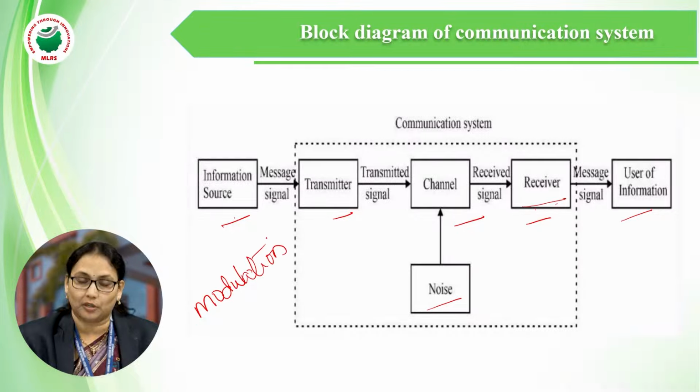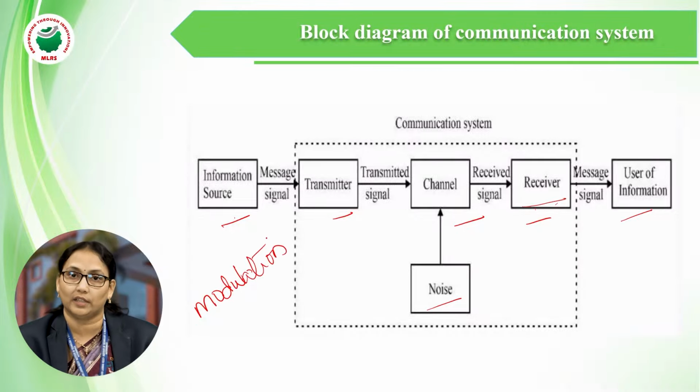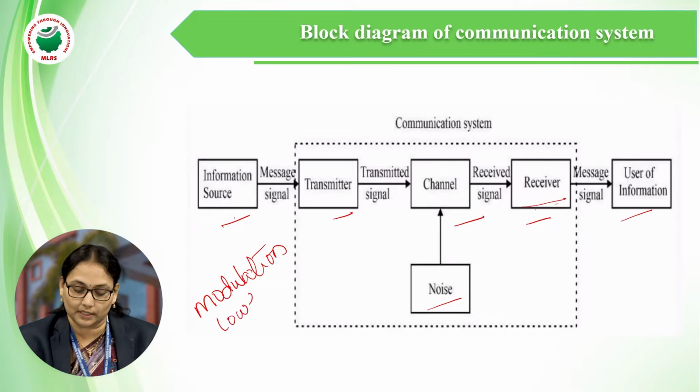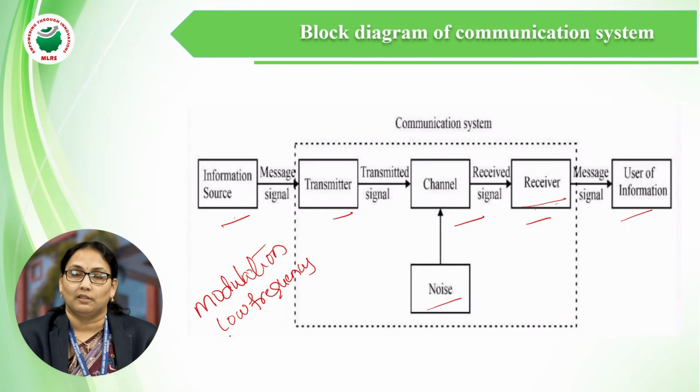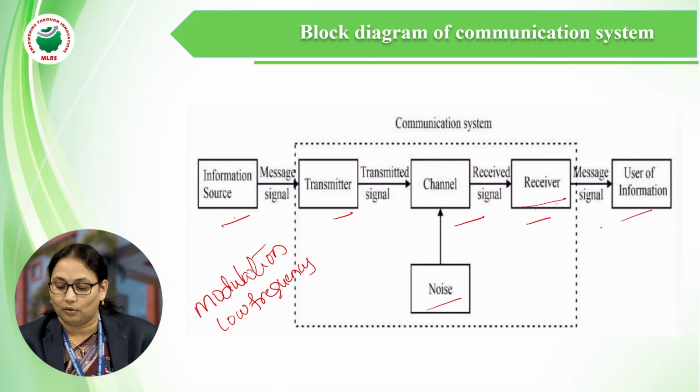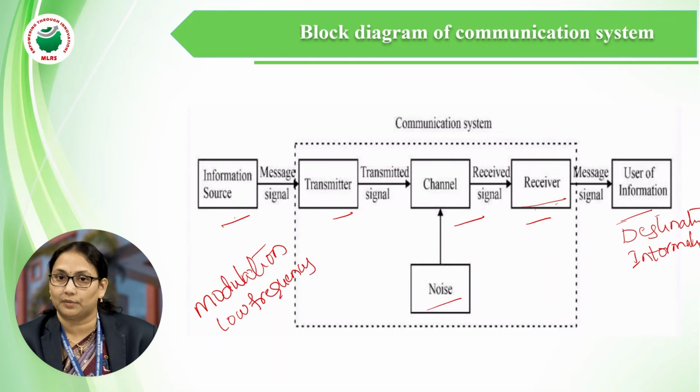In the modulation process, what happens? We are combining a low frequency signal with a high frequency signal for transmitting the signal to the channel. After receiving, the receiver will receive the information signal along with some high frequency signal. At the destination, the required signal is only the information signal.